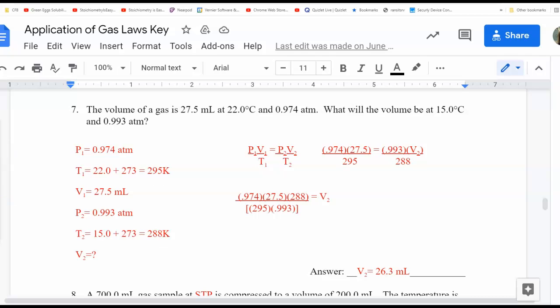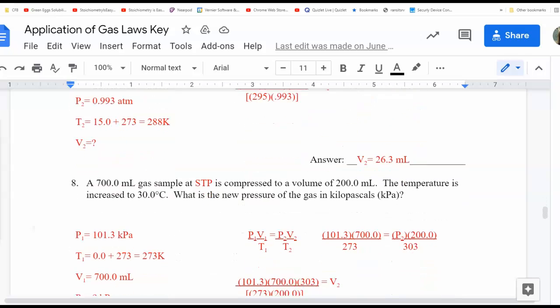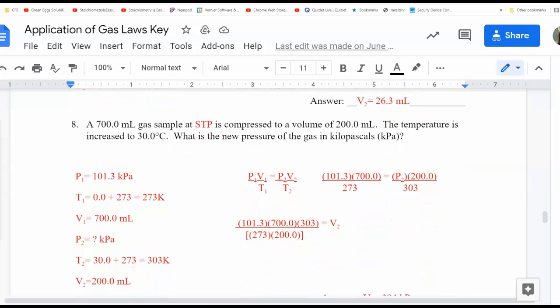Okay. And then we get to one like number 8, and there was a lot of issue with number 8, and that is because of this terminology which you have in your notes, standard temperature and pressure. So standard pressure is equal to 1 atmosphere, which is also equal to 101 kPa, as you know from our original notes. And then standard temperature is 0 degrees Celsius, which is also equal to 273, as you see there.